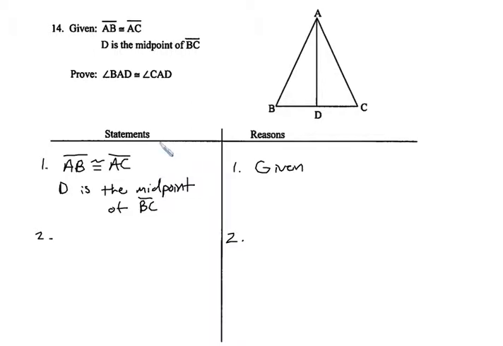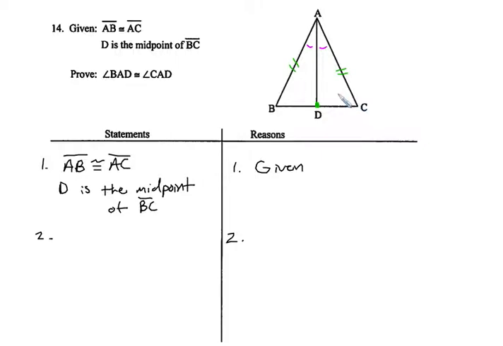In proof number 14, I'm trying to prove that angle BAD is congruent to angle CAD. First, I identify where those two angles are. Now, I'm marking them in purple so I don't forget that those are what I'm trying to prove, not what I understand. Everything that I do know, I'm going to mark in green. So I start with my given information. AB is congruent to AC, and D is the midpoint of segment BC.